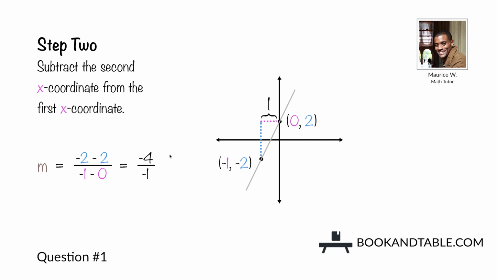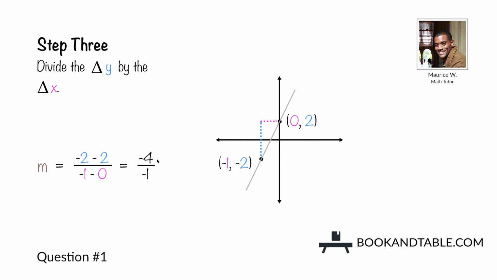Step 2, subtract the second x-coordinate from the first x-coordinate. That would be -1 minus 0. That would be our delta x, which is then -1. We see we've traveled a total horizontal distance of 1, going from -1 to 0. And now the last step, step 3, divide the delta y, your numerator, by the delta x, your denominator. -4 divided by -1 would give you +4.